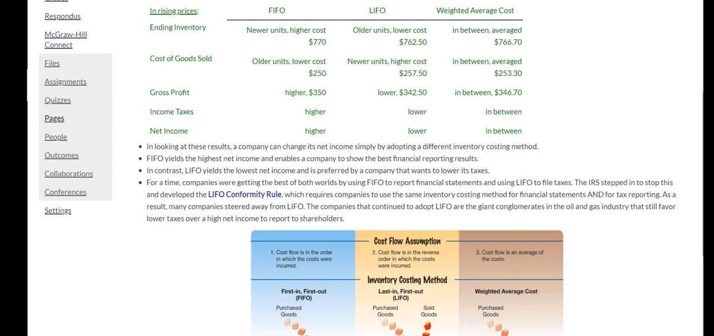I've taken the results of my example done under all three methods and included them in this table. You can tell by comparing the numbers that the weighted average method always yields a result that is in between FIFO and LIFO, and that is its intention. The weighted average method takes all of the unit costs and averages them out to a number somewhere in the middle. So if you don't get a number in between FIFO and LIFO, then you've made a mistake.